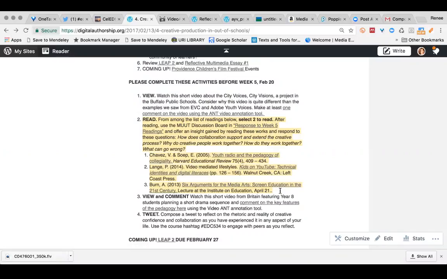The focus questions we're working on next week are: how does collaboration support and extend the creative process? Why do creative people work together? How do they work together? And what can go wrong?